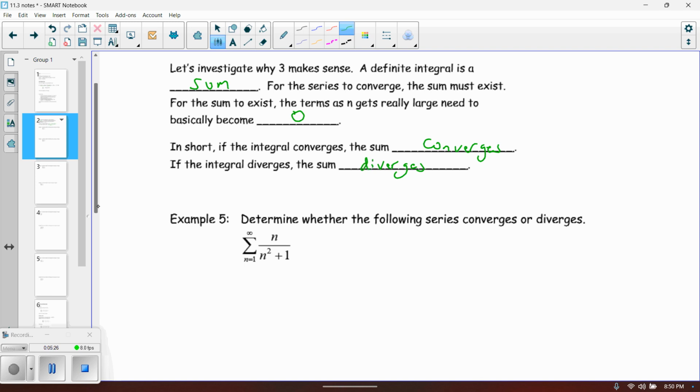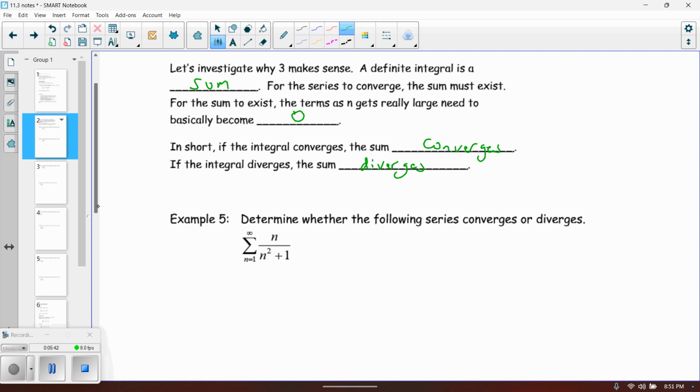You should always look at this and ask, does the limit of my nth term, my a sub n term, go to something other than 0? Well, if you take the limit of n over n squared plus 1, that approaches 0. That's inconclusive, so we really can't use that one.